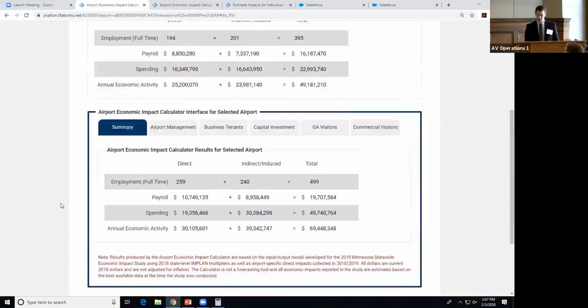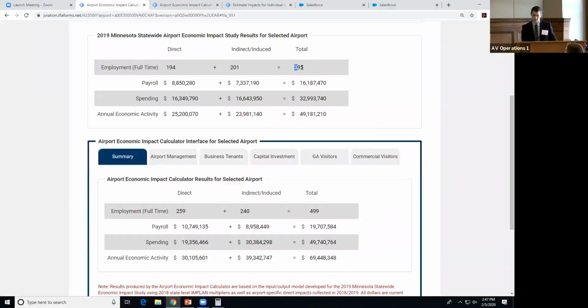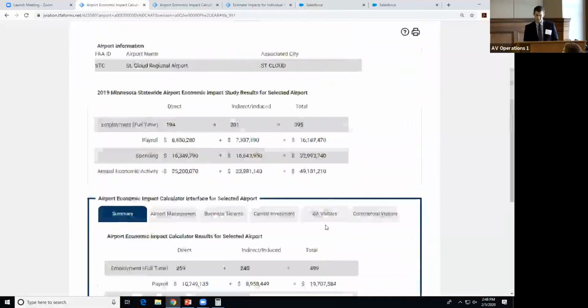Okay, go back to our summary. Let's look at the total change that we have done here. We started at 395, now we're at 499. So over 100 more jobs and 49.1 million in total annual economic activity. Now we have 69.5. And again, the total numbers that I'm touching on include the direct, which is the on-airport or a direct result of airport activity and spending, plus the ripple effect in the local economy. So this is the big total number for St. Cloud. And again, let's see what the print feature looks like here.